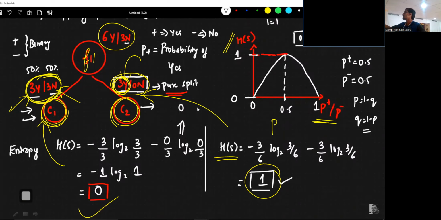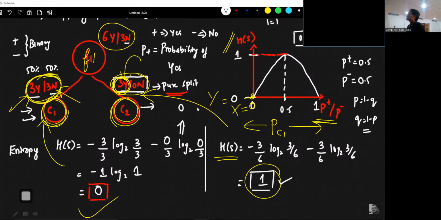if we consider the probability of class 1, it will always range from 0 to 1. If the probability of class 1 is 0, that means there's only class 2 over there. If there is only class 2, that means we are very confident that there is only class 2. If we are very confident, then we can say that entropy is 0. So if probability on the x-axis is 0, then entropy on the y-axis will also be 0.